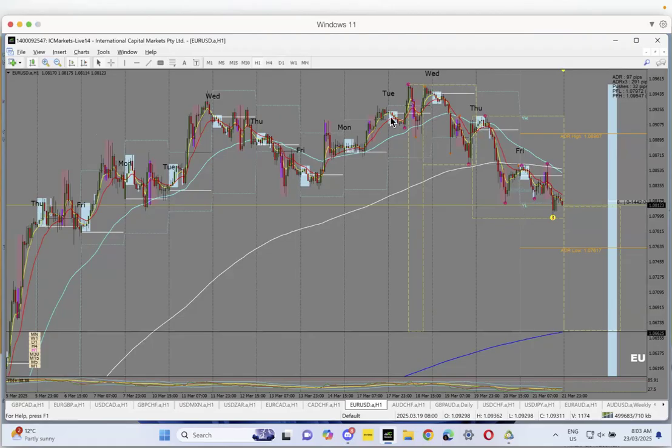Now, this setup, the reason why I love it, they formed a peak formation here, and then they came down here and formed a peak formation low or reset on the 50.